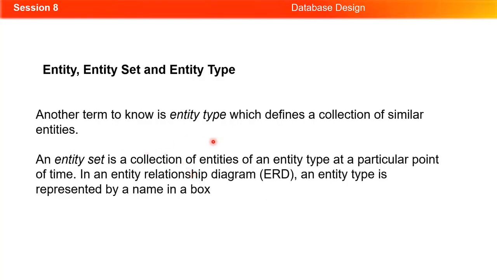An entity set is a collection of entities of an entity type at a particular point in time. In an entity relationship diagram, an entity type is represented by a name in a box. So an ER diagram captures all of our entities and their relationships, so we can validate the business process for the application we're building or the value stream we are trying to automate, or just our database reports. It basically validates that we have the data that we need.